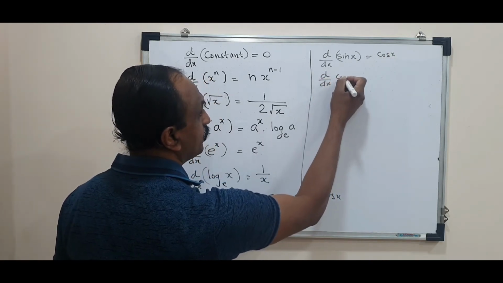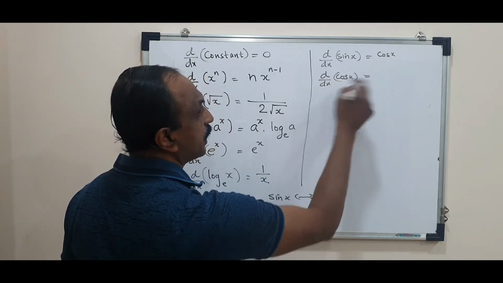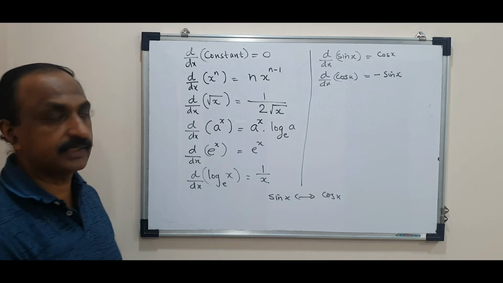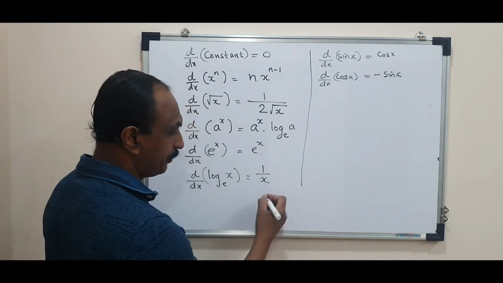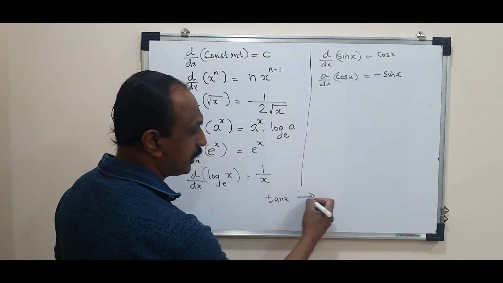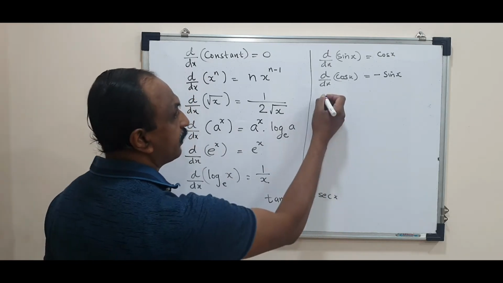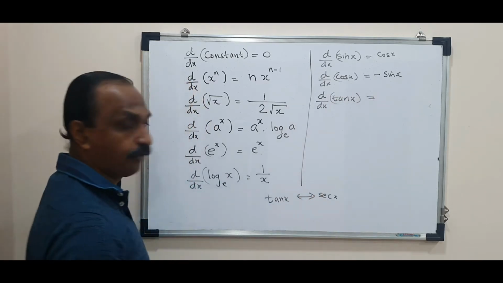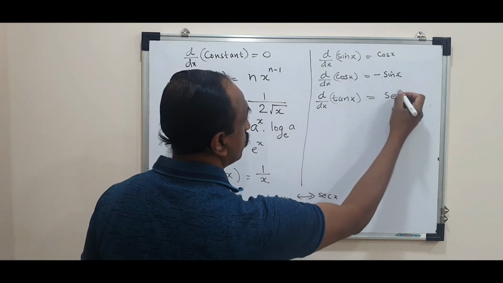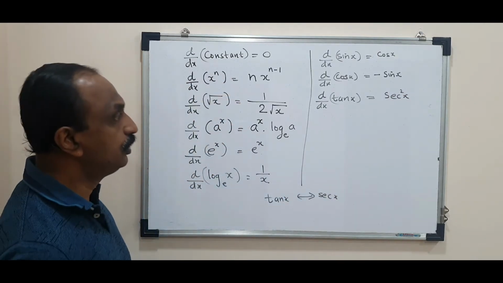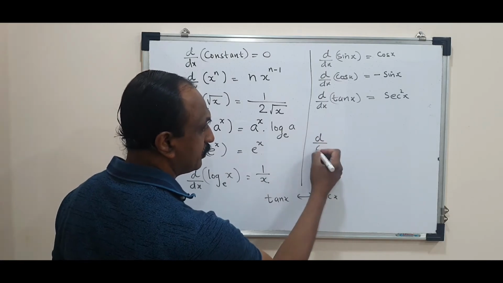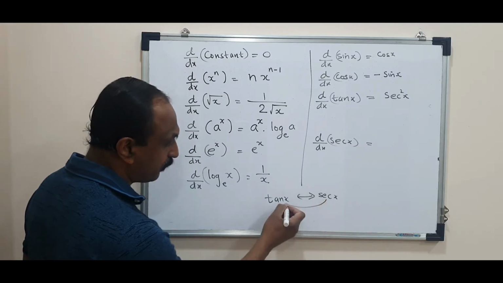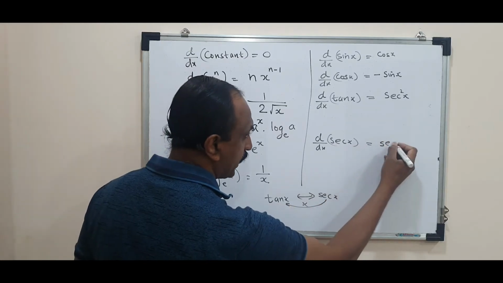Derivative of cos x, since c has come, is a negative sine, and the pair of cos is sine, so the derivative of cos x is minus sin x. Then we come to the next pair, tan x, and the pair of tan x is sec x, so the derivative of tan x is the square of its pair, so it will be sec square x. Then comes the derivative of sec x. The pair of sec x is tan x. So when you do it the reverse way, you need to multiply. So sec x into tan x.